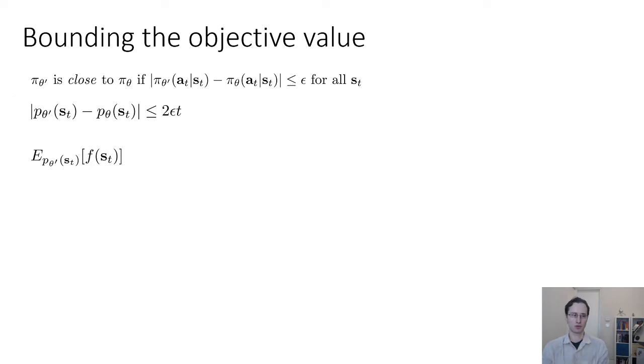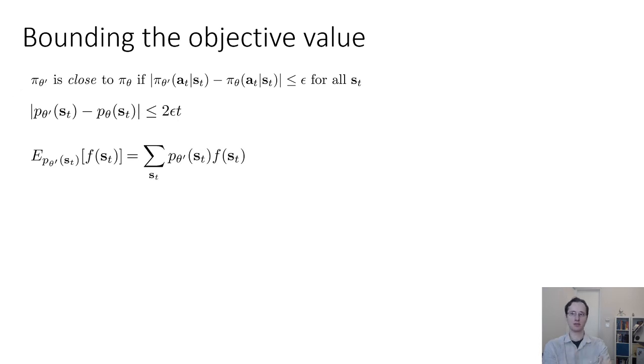For this, I'm going to derive another little calculation which describes the expected values of functions under distributions when the total variation divergence between those distributions is bounded. We're going to have some function f of s_t, which in our case is this complicated thing that involves expectations over actions and advantage values. But it doesn't really matter what it is. Whatever it is, let's call it f of s_t. We can bound its expected value between the two distributions.